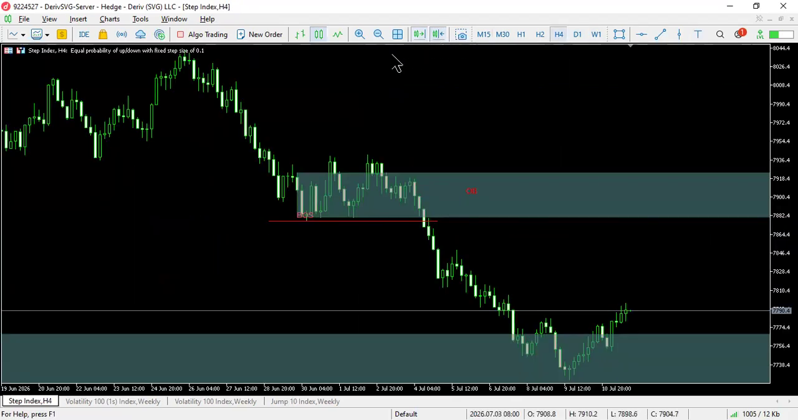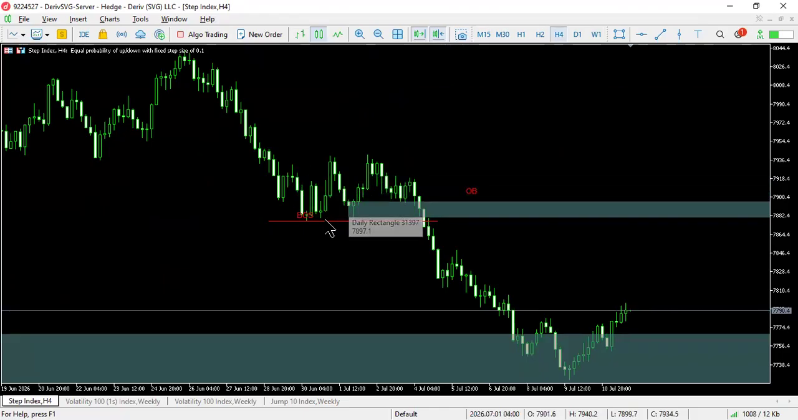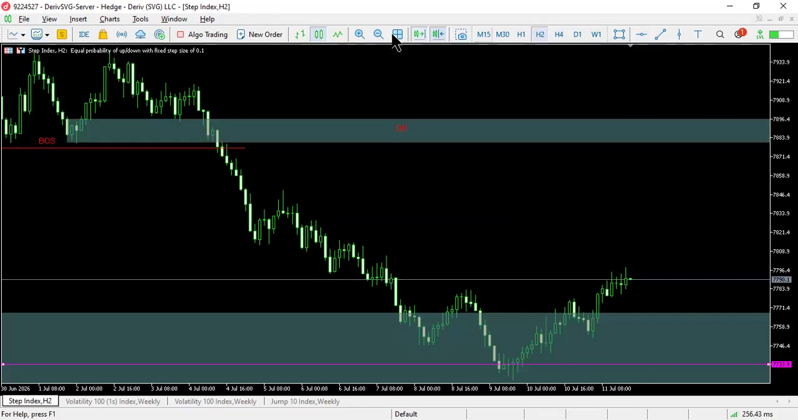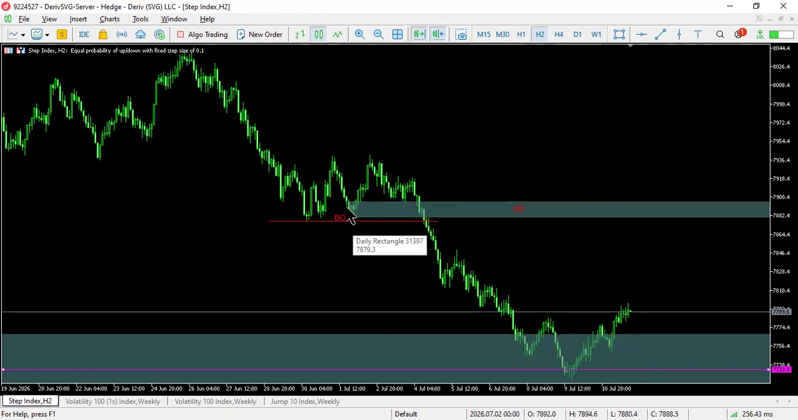Heading over to the 4 hours time frame. From the 4 hours time frame, that is where our break of structure and our order block is. And then we have a swing low down there. Heading over to the 2 hours time frame. From the 2 hours time frame, our order block is at that point.